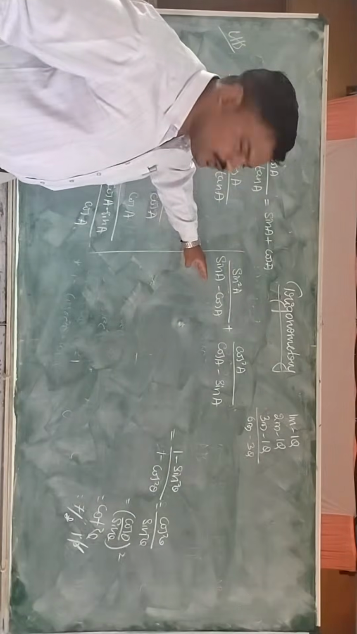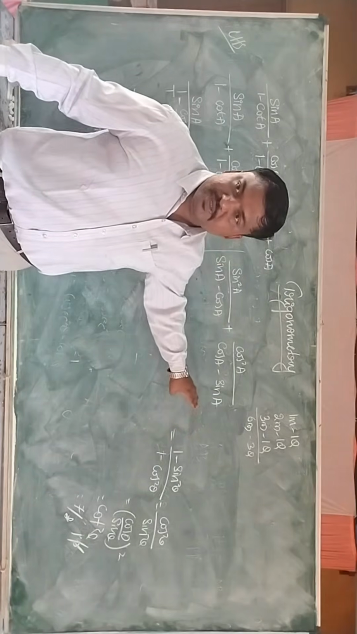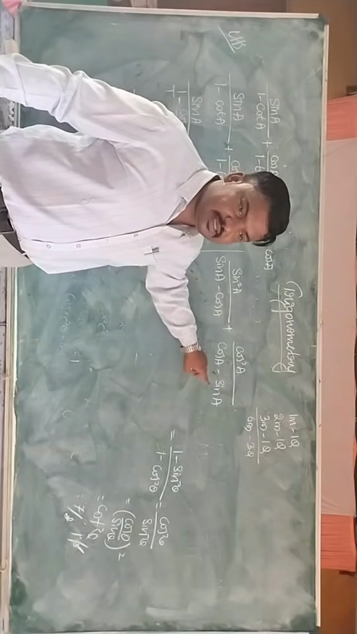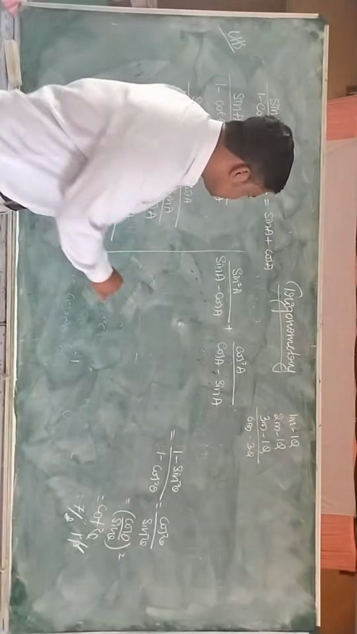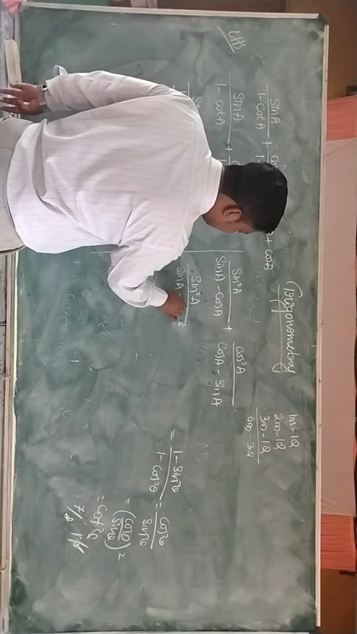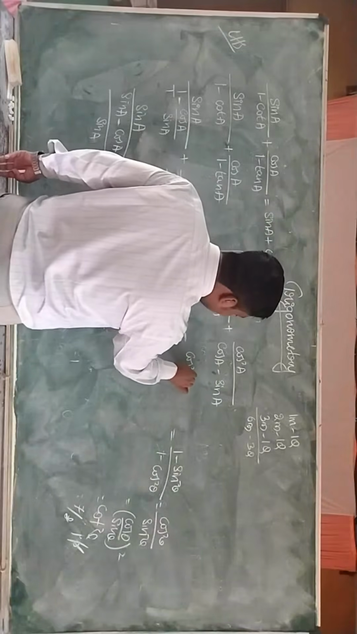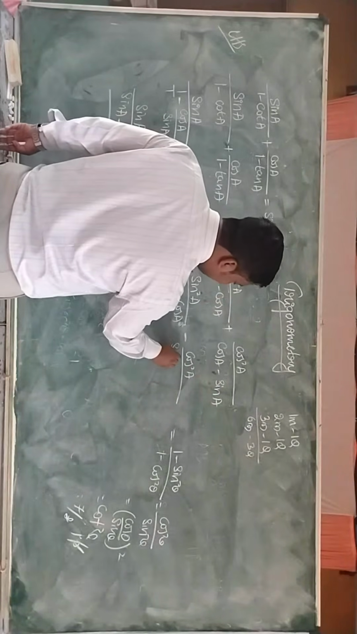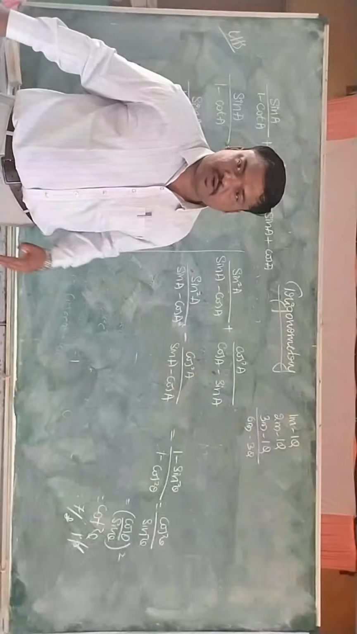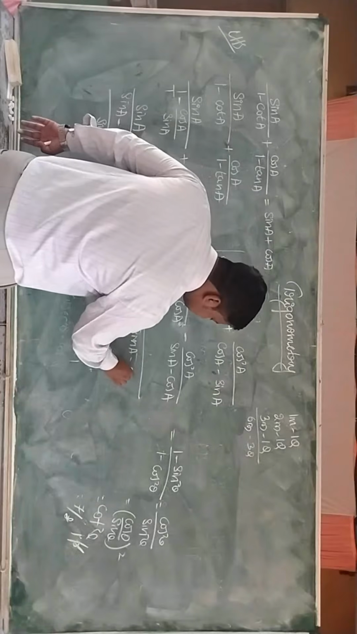So you can see the denominators. Here sin A minus cos A, but here cos A minus sin A. Not same. So what I need to do? I need to take minus sign as common and it becomes sin A minus cos A. In that case, both the denominators are the same. So sin square A divided by sin A minus cos A minus cos square A divided by sin A minus cos A. You can see the denominator is the same, so LCM is also the same.